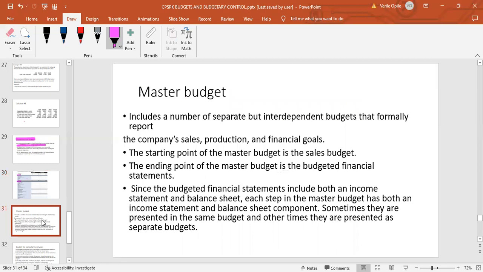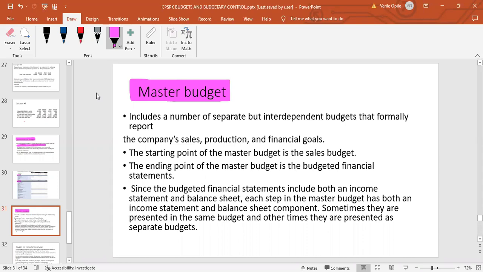Then we have the next type of budget, which we call the master budget. And the master budget now is a budget that includes almost all the details that we have just looked at. It includes a number of separate but interdependent budgets that formally report the company's sales, the company's productions, and the company's financial goals. At the end of the day, these budgets are interconnected. So the sales budget is going to influence the production budget. The production budget is going to influence the purchases budget. It is also going to influence the raw materials budget. It's also going to influence the labor budget.